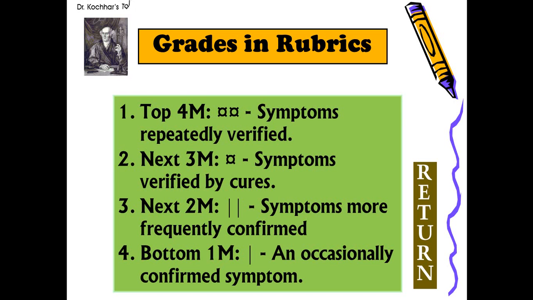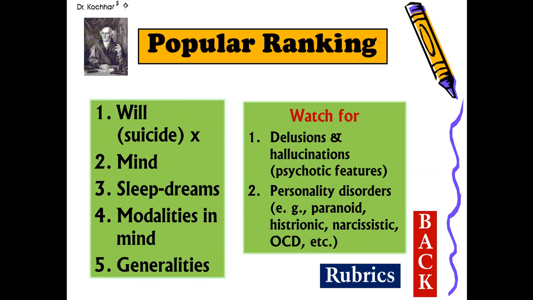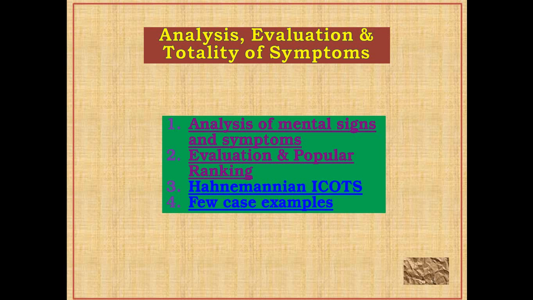And then 3 marks, that is symptoms verified by cures, 2 marks symptoms more frequently confirmed, and 1 mark is occasionally confirmed symptoms. Here you are ultimately linking the symptomatology with our mainstream of knowledge of homeopathic drugs as symptomatology, because what you are finally required is to match them. Then that is popular ranking and evaluation.